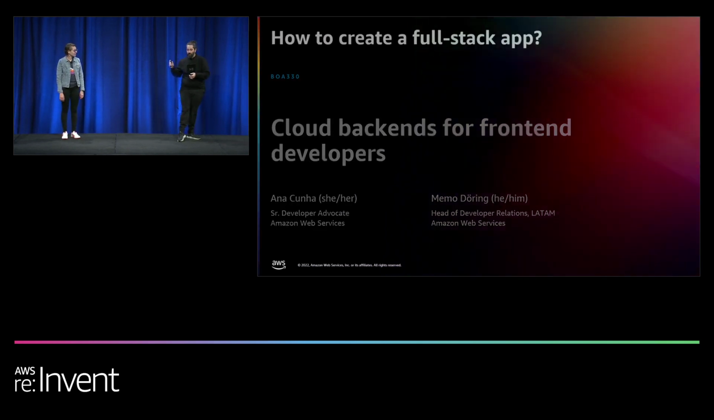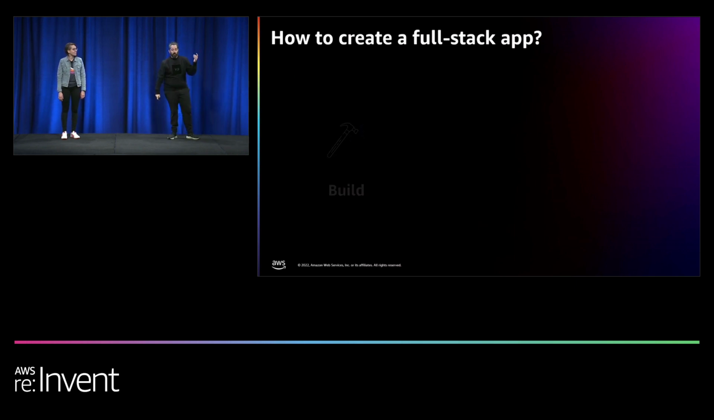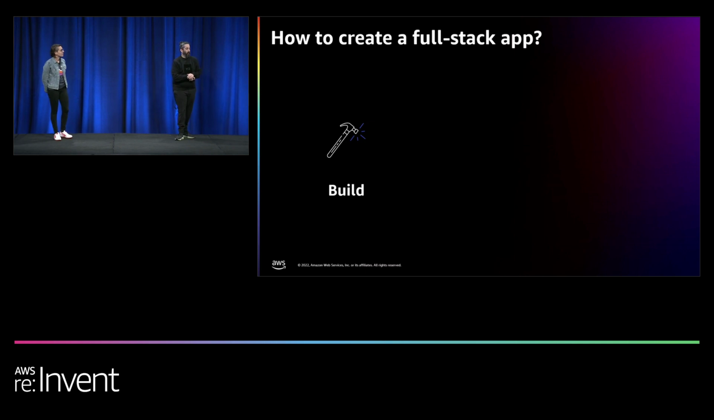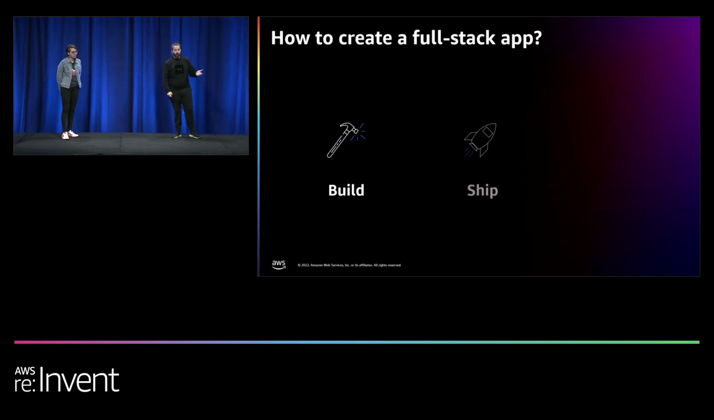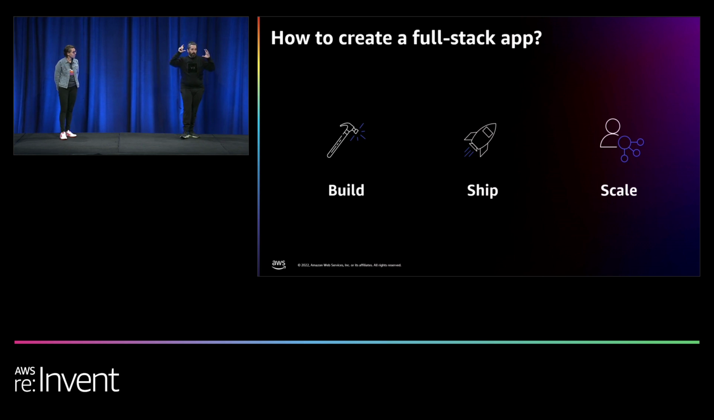Enough about us. Let's get into what we're going to talk about. So usually when we talk about creating full stack apps, web apps or native apps, there's three main buckets where we can put all our activities: building, shipping, and scaling. So we're going to use those three as a mental framework for what we're going to be doing.